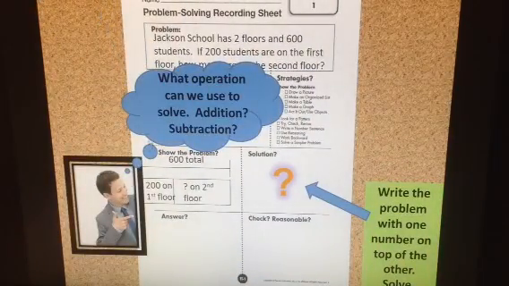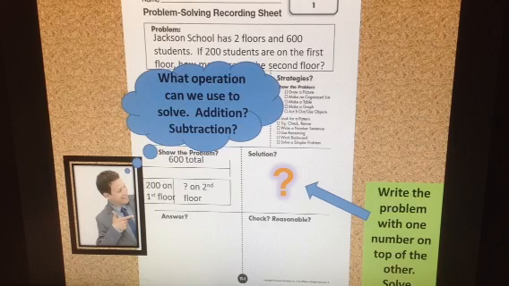We wondered what operation can we use to solve. Is this addition or subtraction? Students knew that when there's a number at the top that's given to you and one of the 2 parts is given to you, it's a subtraction problem. We also talked about if the numbers in the parts were given to you, but the number at the top was what you had to find, then it would be an addition problem.